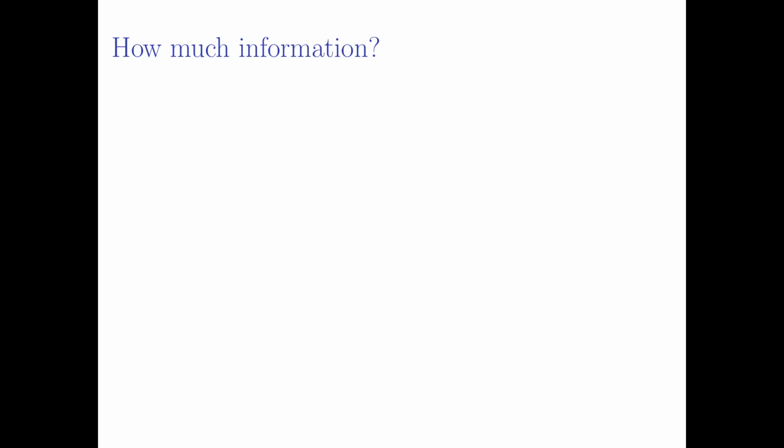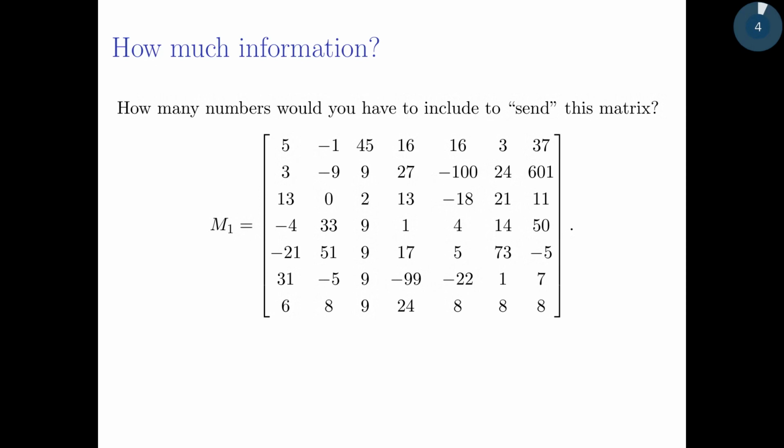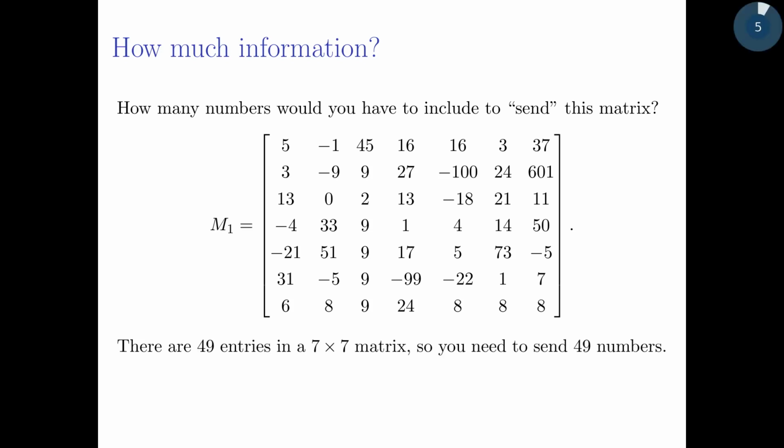Okay? Now, what does this have to do with video compression? Let's talk about the information in a matrix. Here is a matrix, M1, it's 7 by 7. And I want you to kind of fantasize here with me. What if you wanted to send this matrix to a friend? You wanted to send it to him over the internet. How many numbers would you have to include to send it? If you do the math, you'll realize you'll have to send them 49 numbers, right? A 7 by 7 matrix has 49 entries. I'm sure you learned that since grade school, okay?